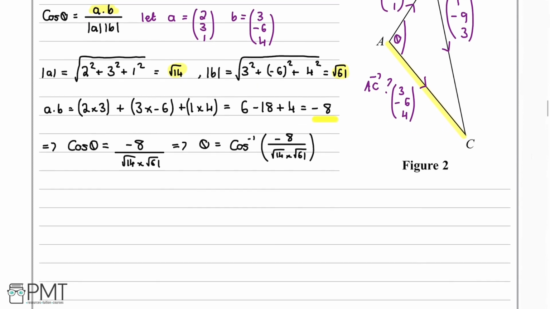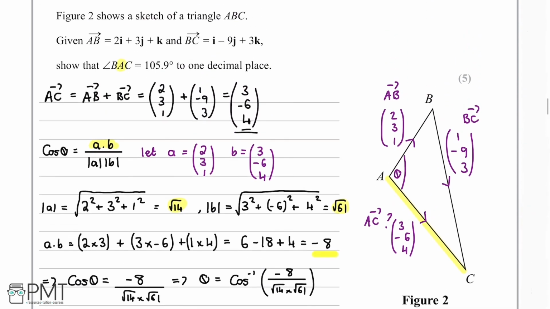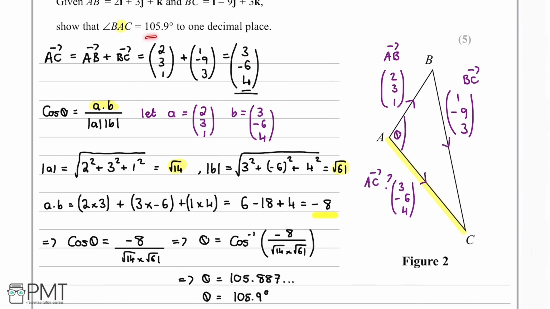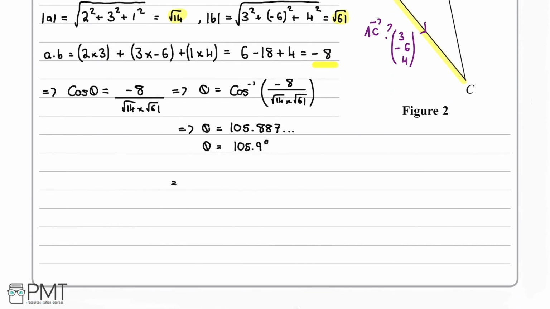Putting this into our calculators, we get that theta is equal to 105.887, and then rounding to one decimal place, theta is equal to 105.9 degrees. Looking back to the question, we were asked to show that the angle is equal to 105.9 degrees. So we can write a conclusion: therefore, the angle BAC is equal to 105.9 degrees, as required.